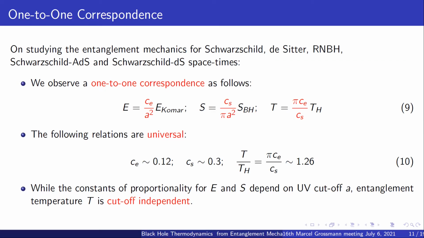Having studied all these cases, what we were able to conclude was that there is in fact a one-to-one correspondence between the quantities that I've defined earlier pertaining to entanglement mechanics and quantities corresponding to black hole thermodynamics. Now, of course you would know what S_BH and T_H are. S_BH is basically the Bekenstein-Hawking entropy, and T_H is the Hawking temperature.